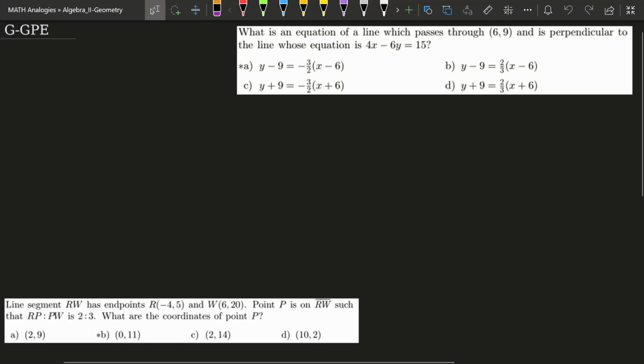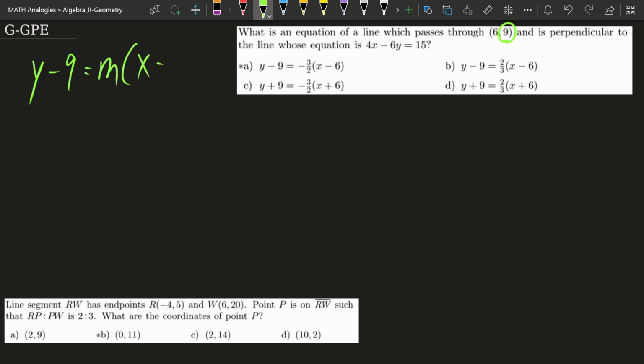This top problem. What a cool problem. So we want a line passing through the point (6, 9). Why don't we get that out of the way? We can use the point-slope form. So y minus the y value of 9 equals our slope times x minus our x value of 6. And now, what is the mystery slope?